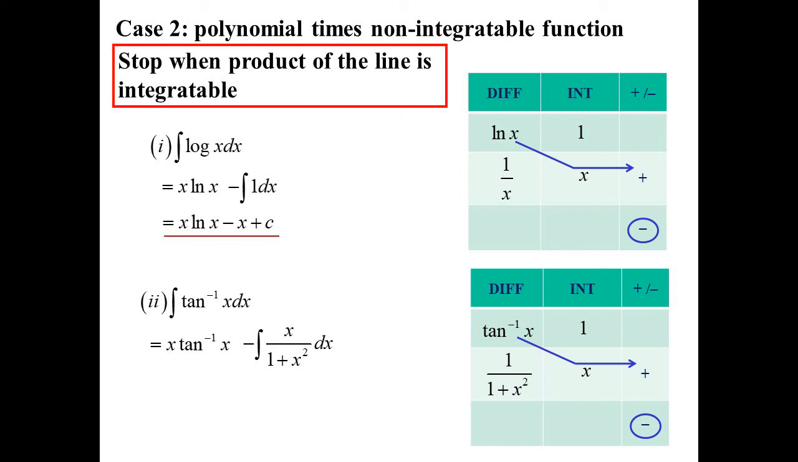In the first one, x times 1 on x was 1. So that's what I integrate. In this one, the product of the line is x times 1 on 1 plus x squared. So that's what I write down. The sign underneath is the important bit, whether I go minus or plus, depending on when I stop. Oh, there's my final answer, of course.